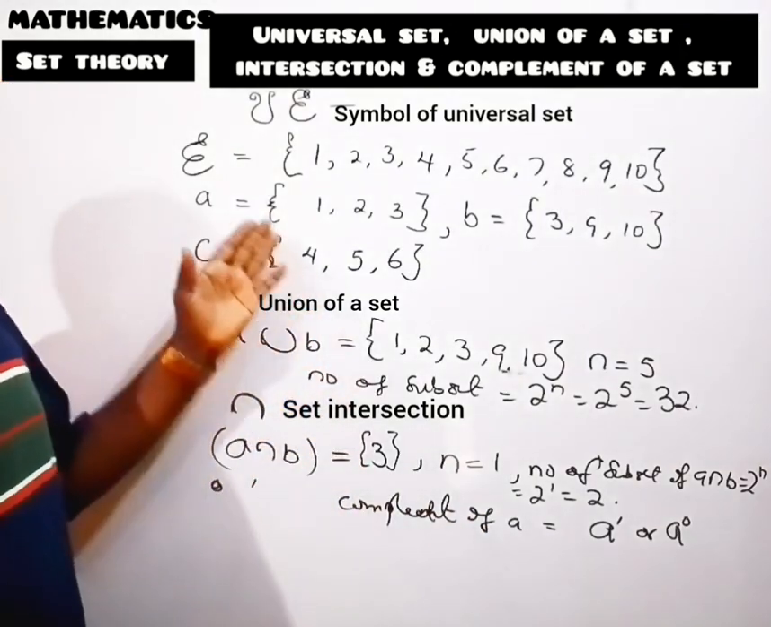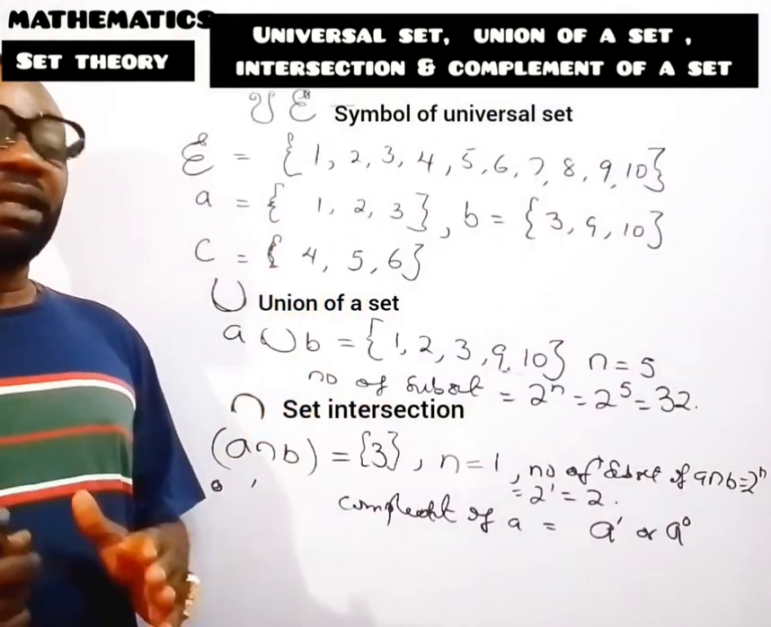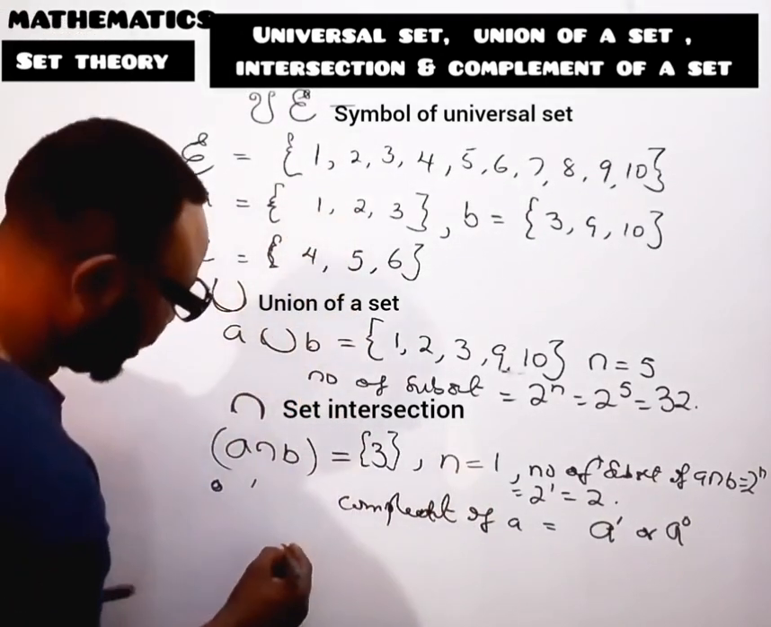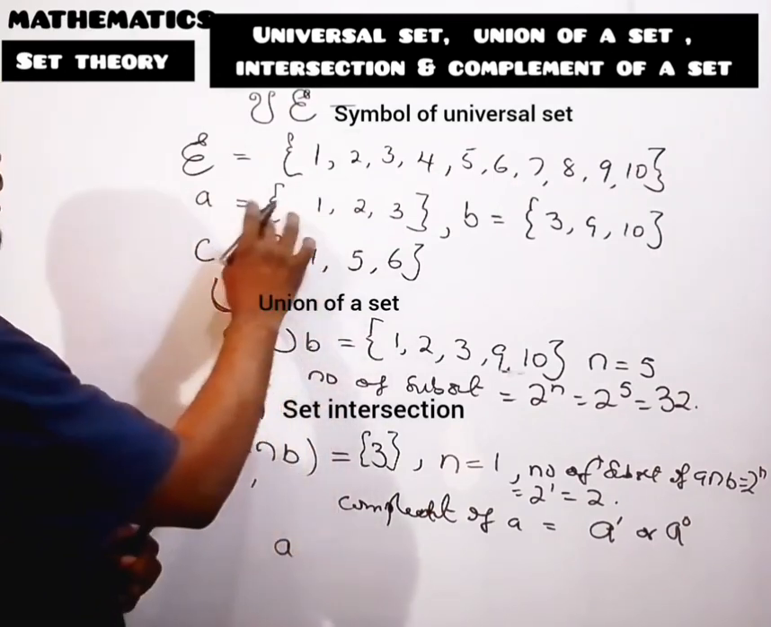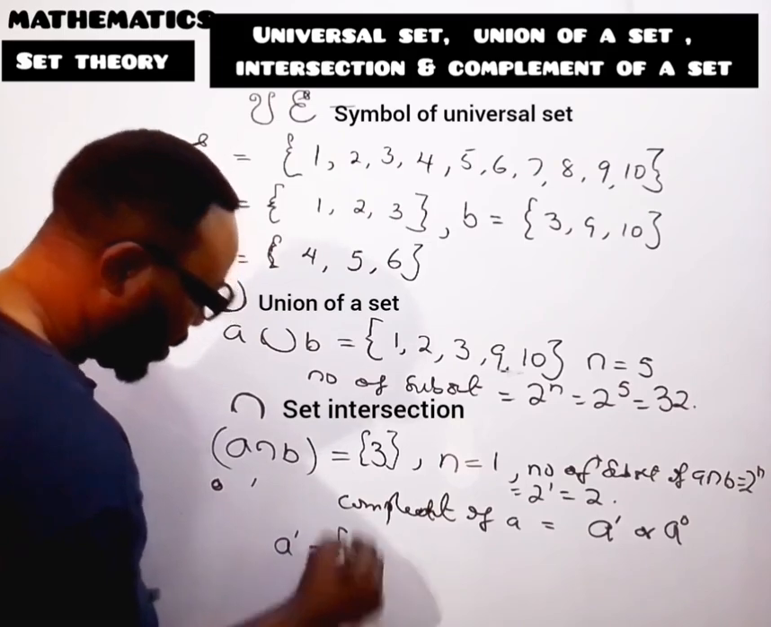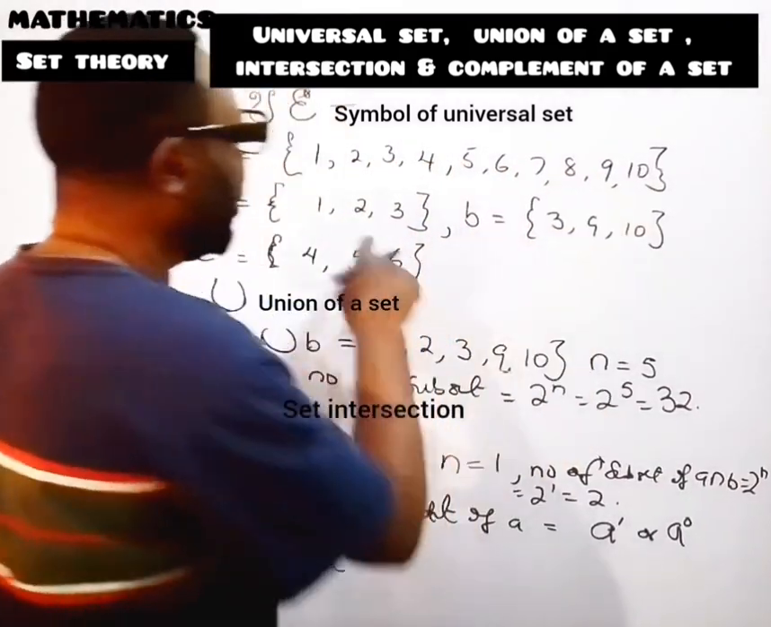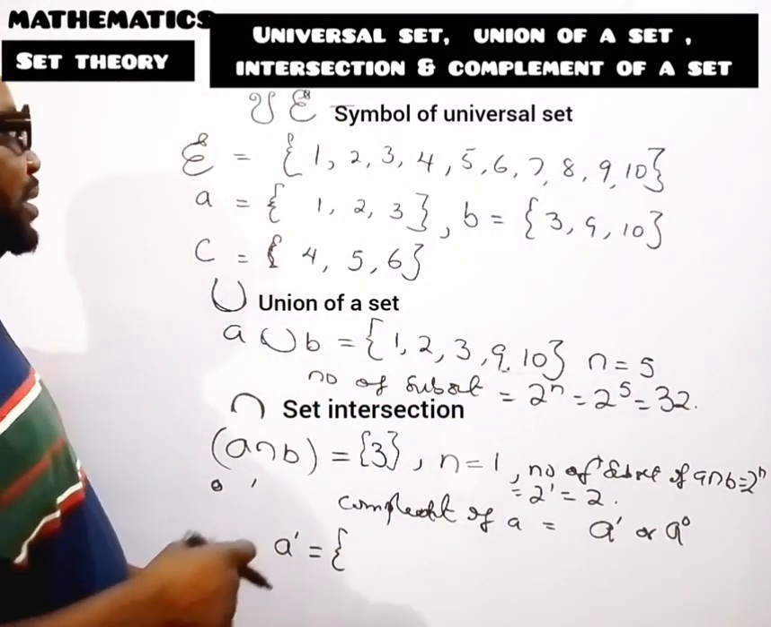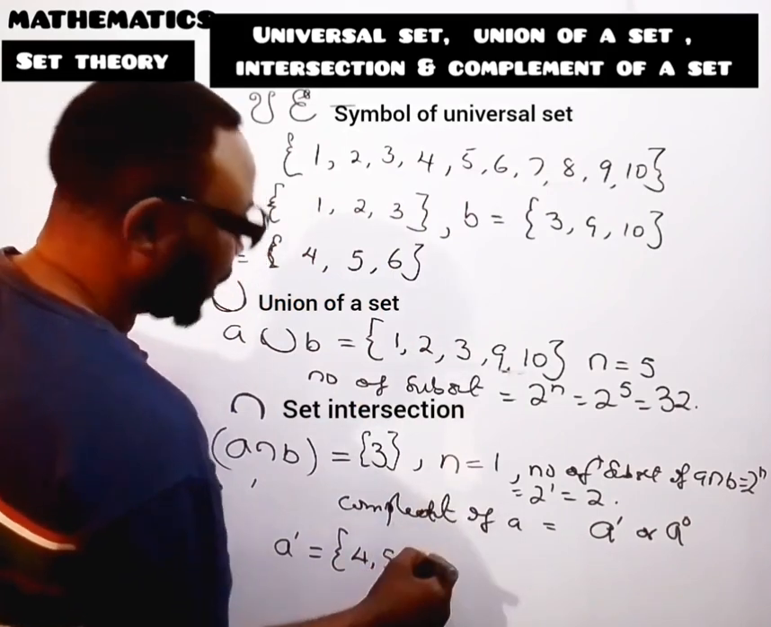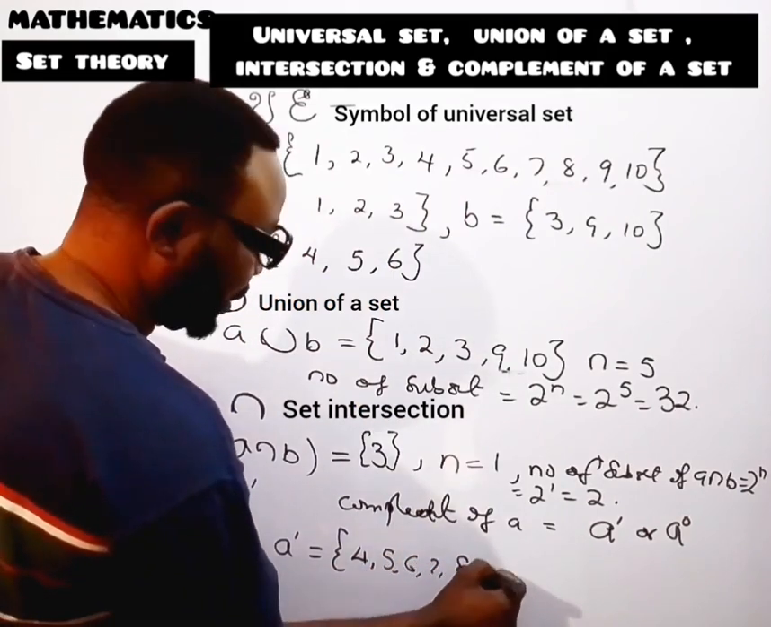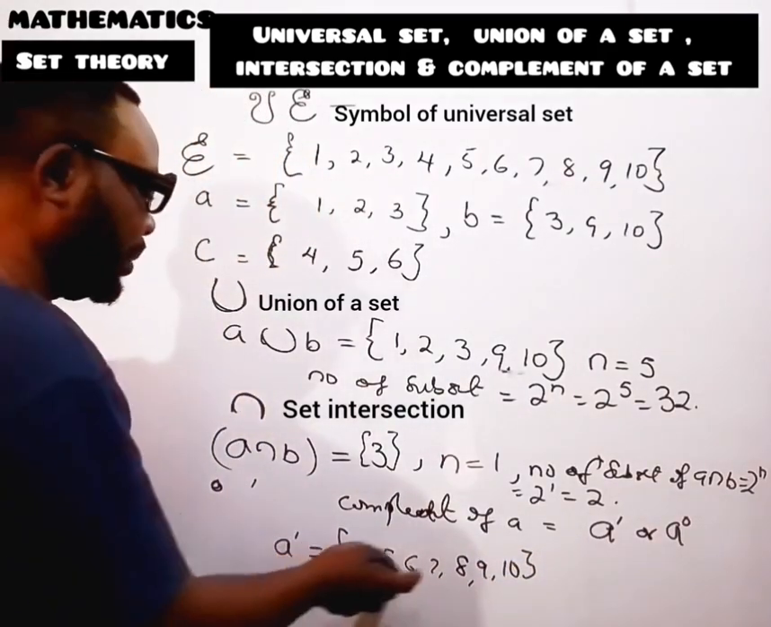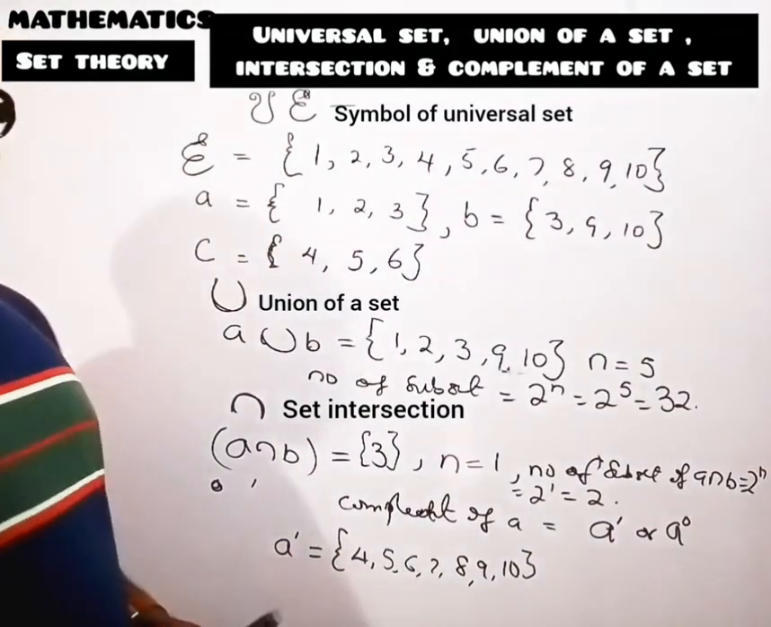For instance, if I want to mention what is the complement of set A, I will take a look at it. What is the value of A? 1, 2, 3. So A complement will be equal to, what are those elements that are in the universal set but are not in this set A? We can now say those elements are 4, 5, 6, 7, 8, 9, and 10. These are the complement of this set A that we have here.